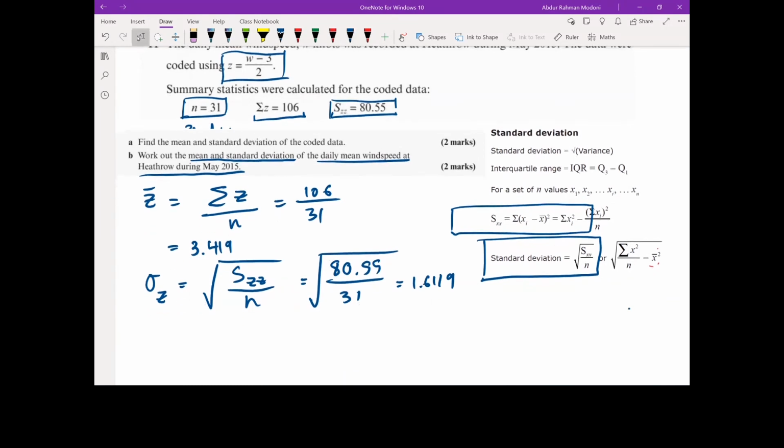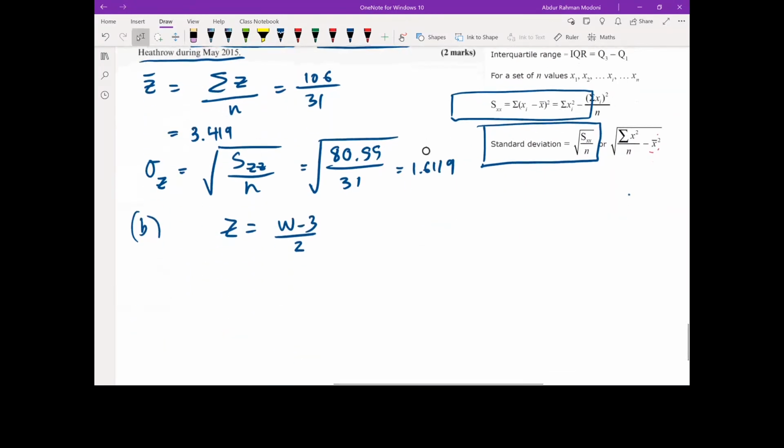We're expected to find out what W is. We have all the Z figures, so let's rearrange that equation. So part b, let's write down our coding: Z is equal to (W minus 3)/2. Rearrange this for W, which will be 2 lots of Z plus 3 is equal to W. So this is how we would find W: W is worked out by doing 2 times Z values plus 3.